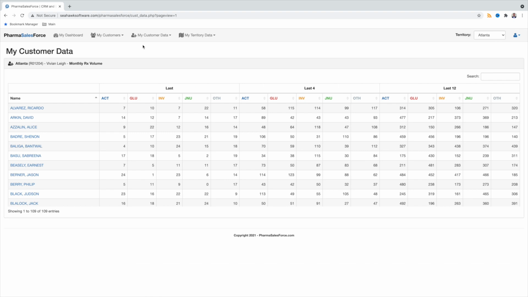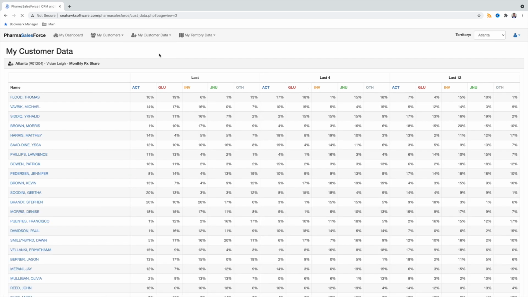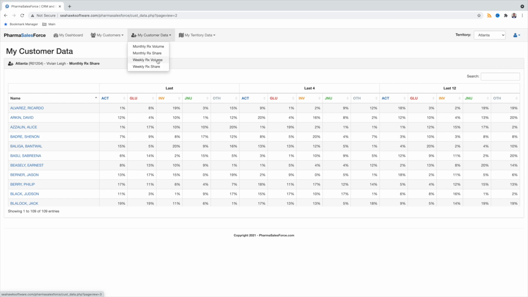Going back up here, you can see this is kind of like just a data dump that we talked about. It's not always the best way to look at data, but some associates like that. So I'm looking at my monthly RX volume by doctor in each of the individual products. And you can see the last month, who wrote what prescriptions, the last 4 months, who wrote what prescriptions, and the last 12 months. This is all my customer data, and I can do that for RX volume, RX share, and then weekly RX volume and weekly RX share.